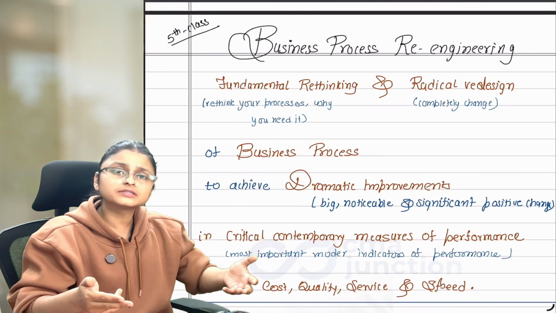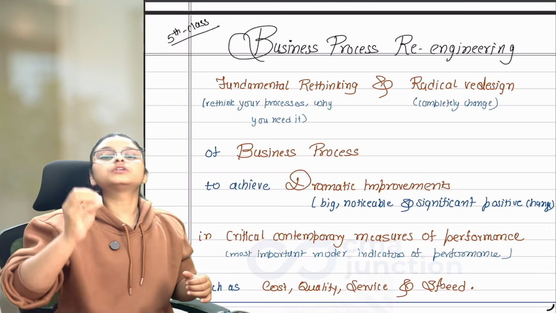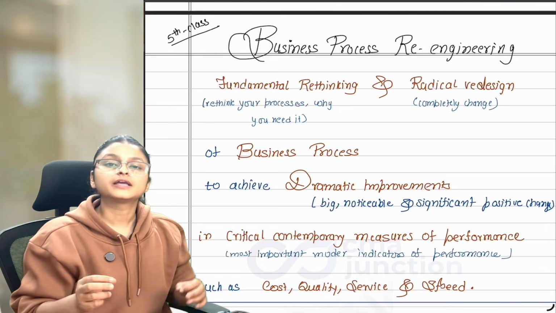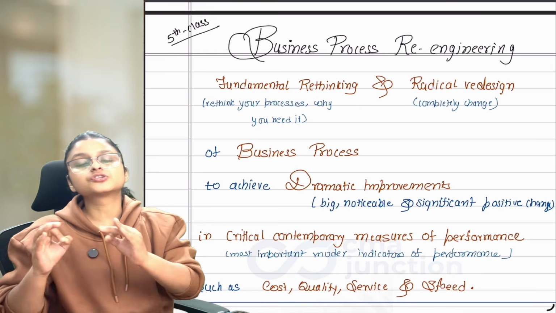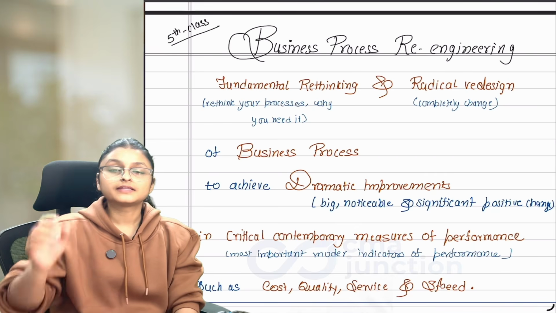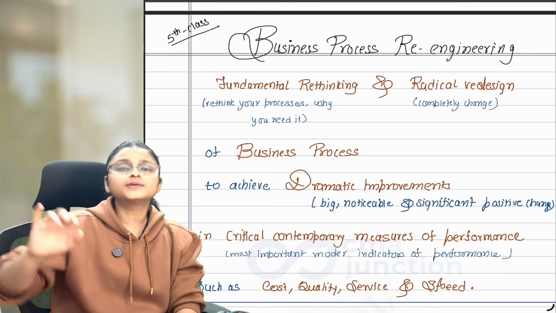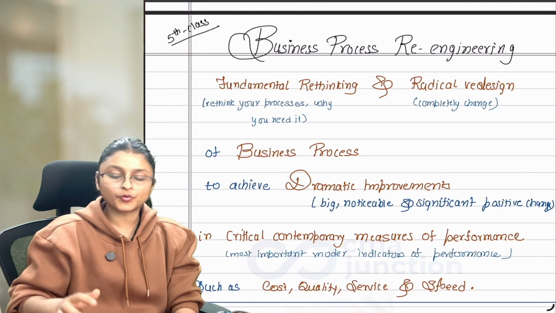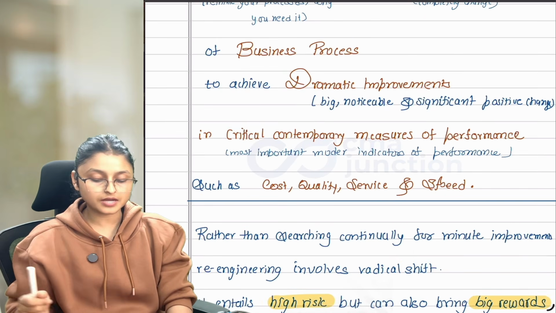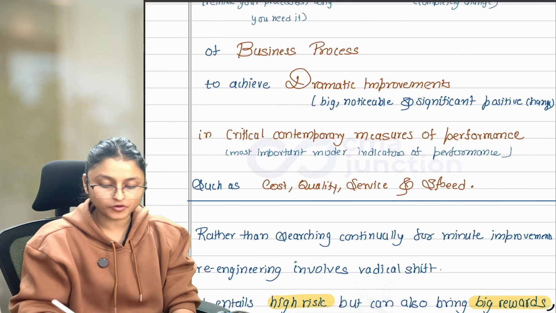Why we are doing this? To achieve dramatic improvements. That means big, noticeable, significant positive changes in what? In critical contemporary measures of performance. Now, what are the critical contemporary measures of performance? They are cost, quality, service and speed. But the thing is, they are not the only ones. We have many more, and that is why we are writing here "such as". These are just examples. There are many more critical contemporary measures of performance, right?